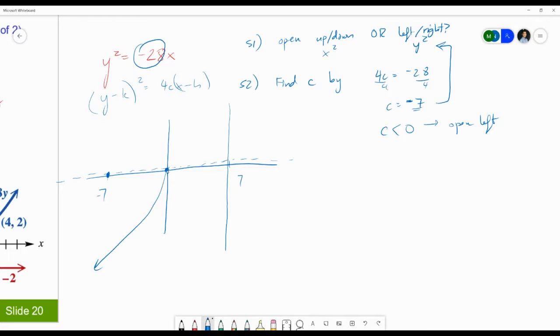Alrighty, so here we have our parabola. We have our vertex here, our focus here, our directrix, and our C value. Okay, that's everything, right?